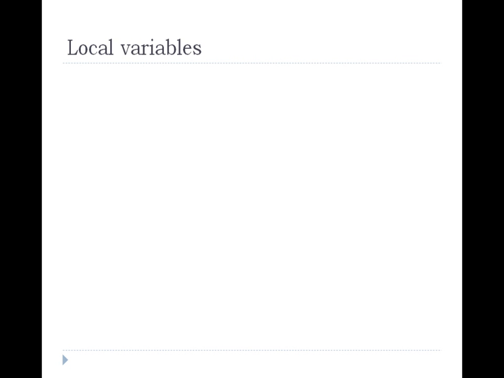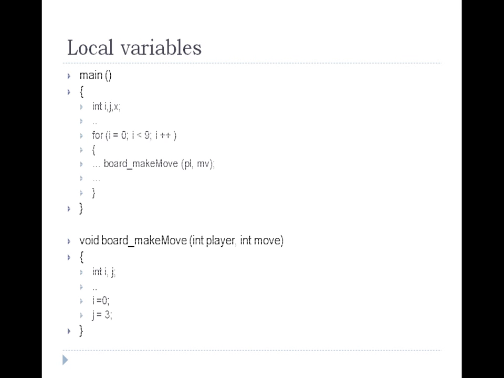So first of all, let us try to cover local variables. This is the program, and we have the main over here. Some integers are defined, I, J, X. Then we have a for loop, and inside that for loop we are making a call to board make move with some input variables.